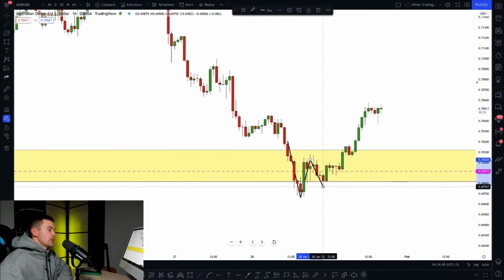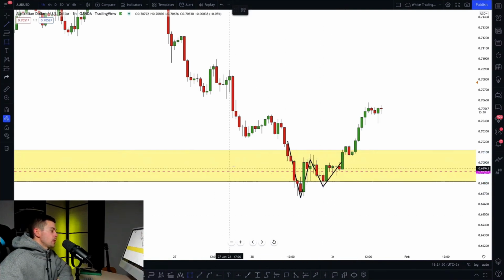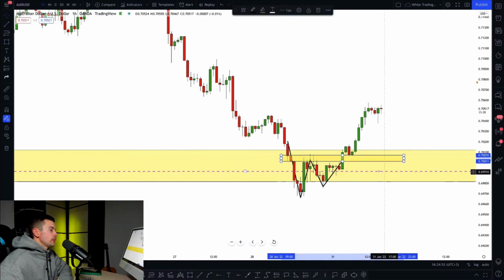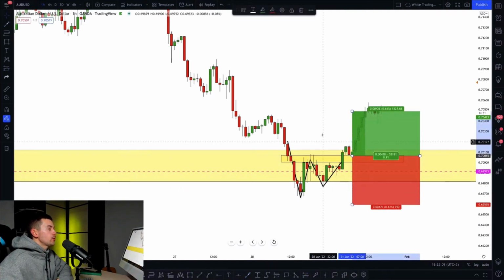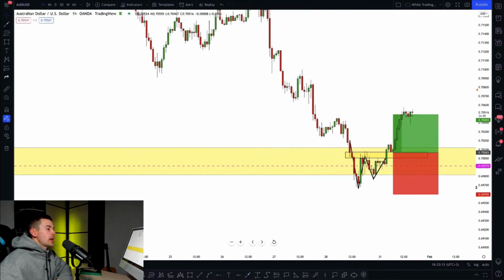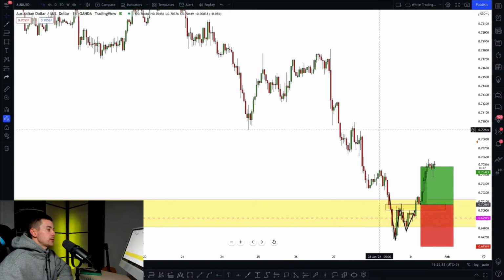Yes, you can see here we have this double bottom. Here we got its neckline, and the price violated its neckline to the upside. Early in the morning, 7 a.m., the price retested the broken neckline of this double bottom. So I took a long trade, and currently I have an active long position right here.